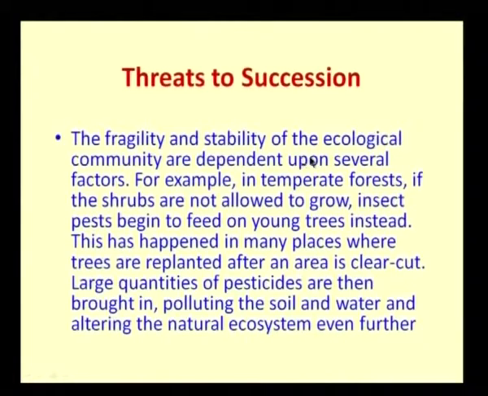So, therefore, it is very important that we keep all these elements intact in the region. Then the fragility and stability of the ecological community are dependent upon several factors. For example, in temperate forests, if the shrubs are not allowed to grow, insect pests begin to feed on young trees instead. So, this has happened in many places where trees are replanted after an area is clear cut.